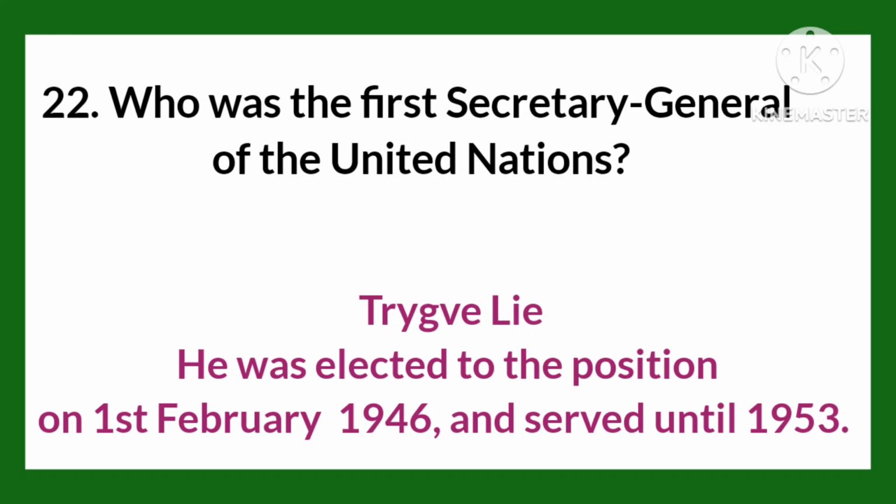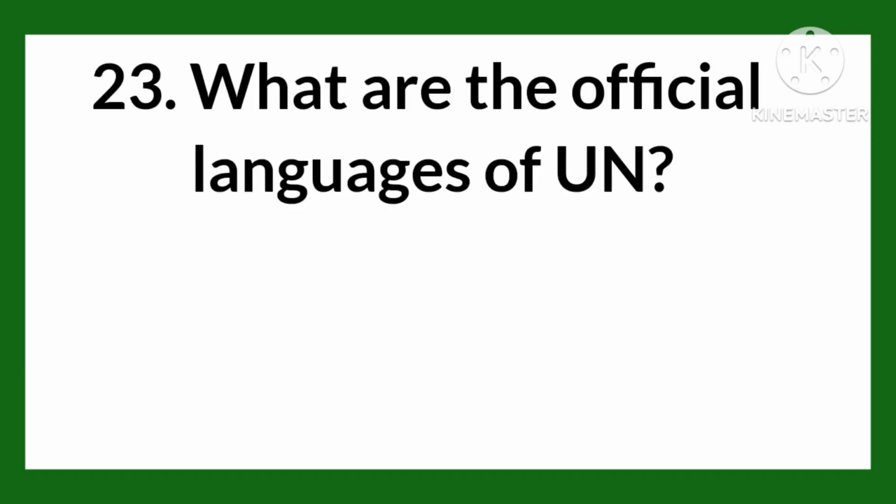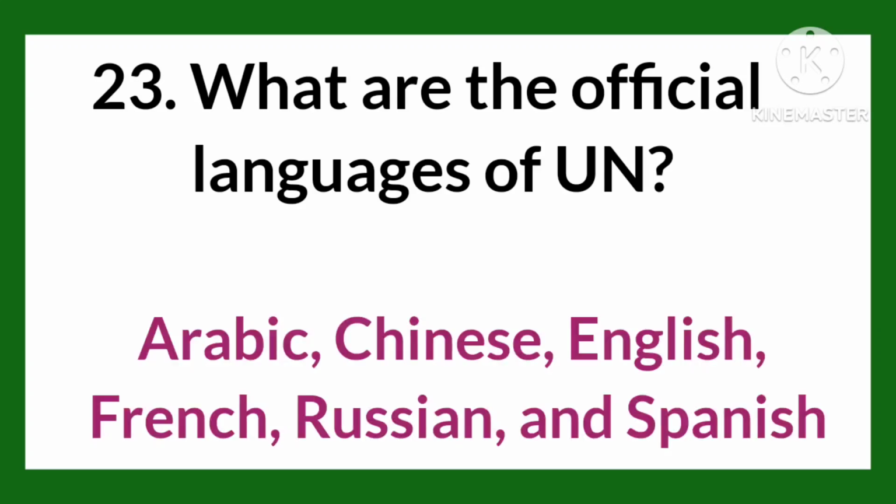Answer: Trygve Lie. He was elected to the position on 1st February 1946 and served until 1953. Question number 23. What are the official languages of UN? Answer: Arabic, Chinese, English, French, Russian and Spanish.